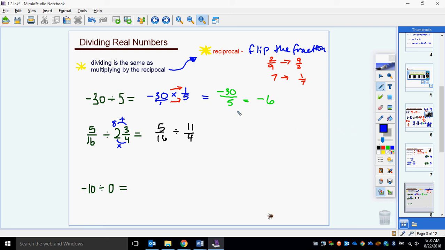Let's change this into multiplication. So your first number stays the same. Change division to multiplication and flip 11 over 4 to be 4 over 11. Now I multiply straight across. 5 times 4 is 20. 16 times 11 is 176.